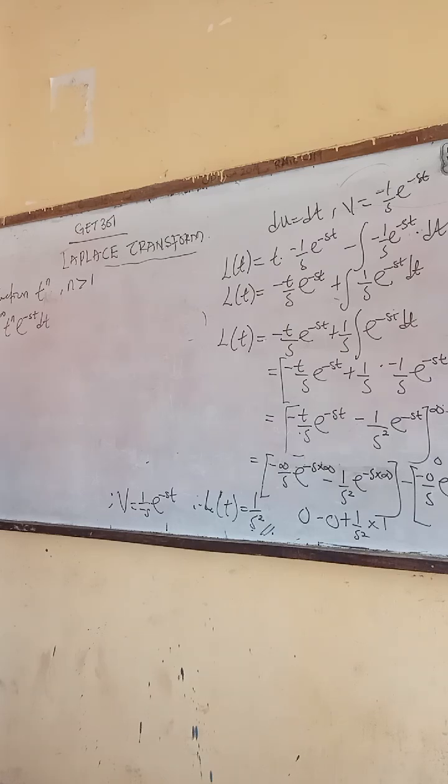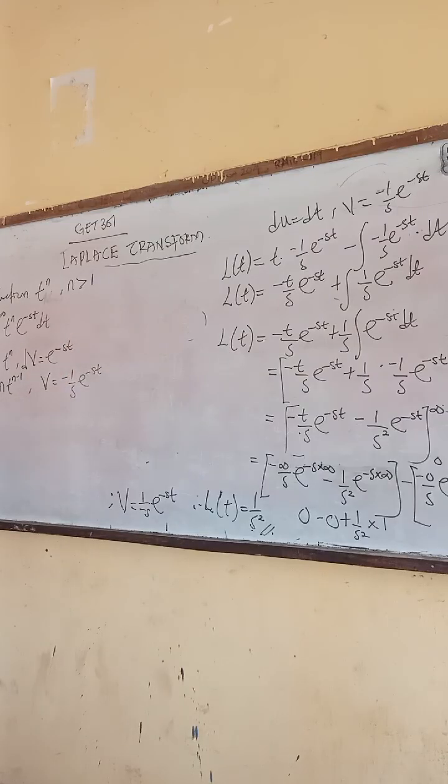So the Laplace of t raised to power n is now equal to, what are you going to do here as well? Integration by parts, right? Where your u will be equal to what? t raised to power n, right? So our u will be equal to t raised to power n, then dv equals exponential minus st. So our du dt will be equal to what? n t raised to power n minus 1. Then our v will now be what? Minus 1 over s exponential minus st.